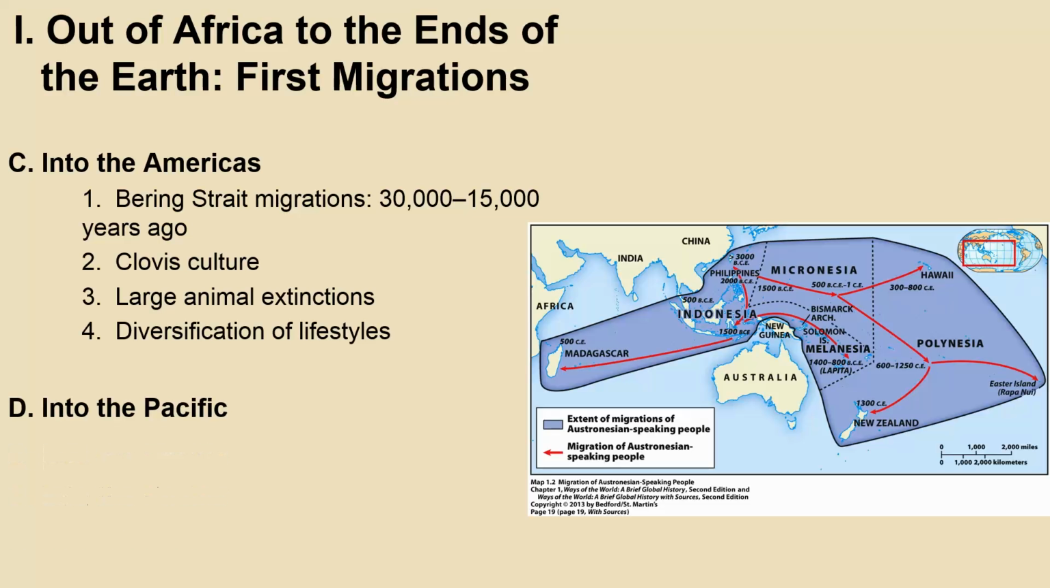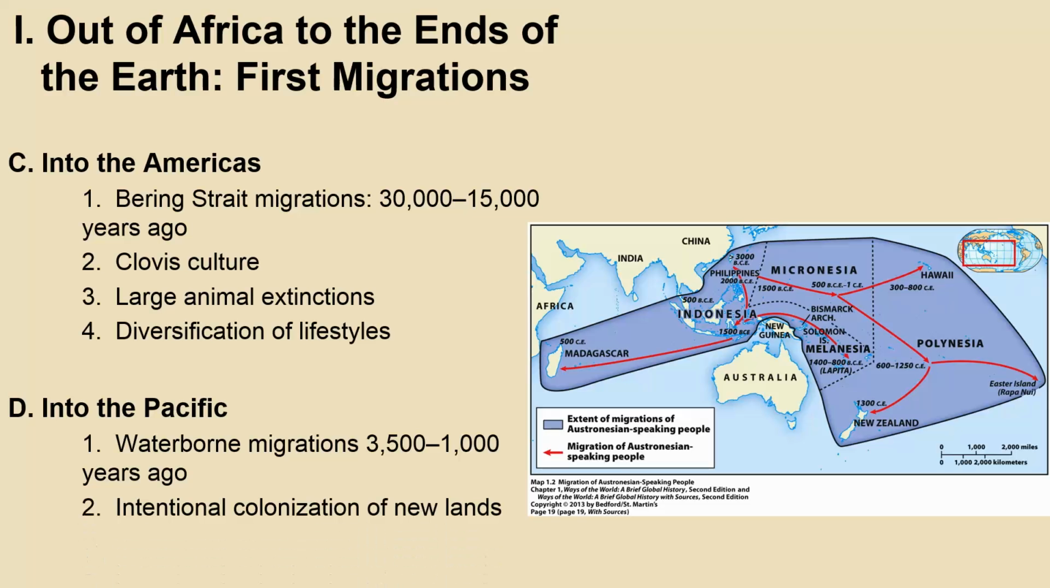And then finally, we have migrations into the Pacific, and you have a map here on the right to highlight this. So these migrations are much later, 3,500 years ago to 1,000 years ago, and these are migrations that are purposeful, intentional colonization, not just people following food, but people choosing to go very far distances in order to find new land.